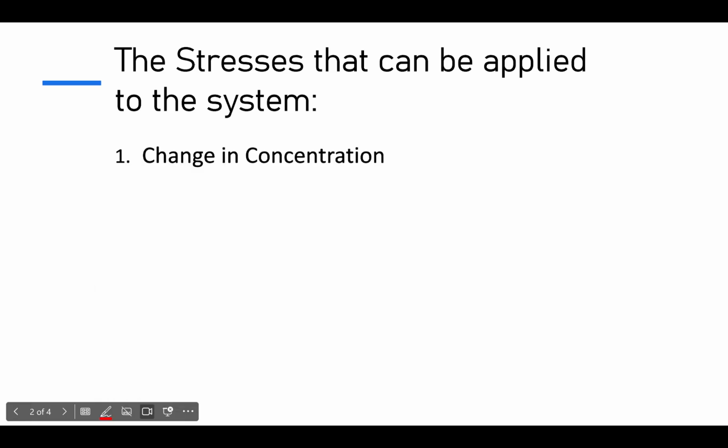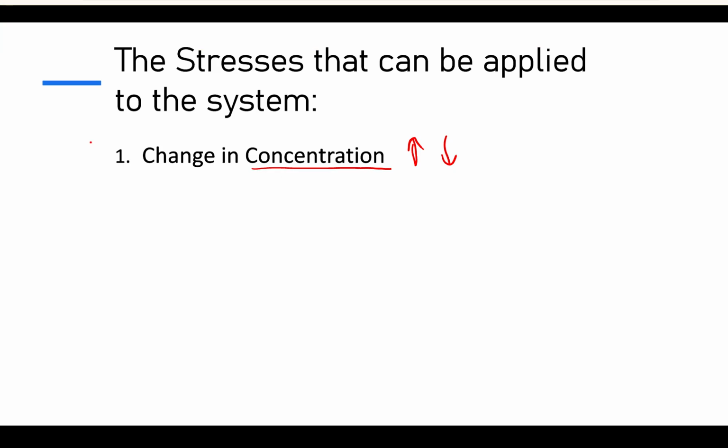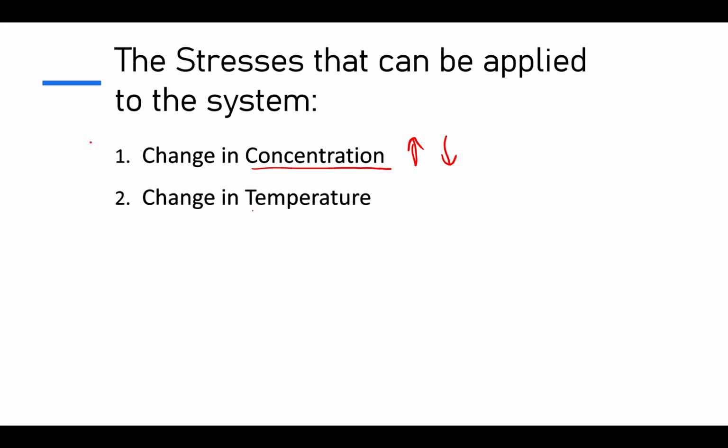So you can change a concentration within a system. This only applies to our gases and aqueous substances that are dissolved in water. So you can either increase or decrease your concentration. The next change you can apply to the system is a change in temperature.